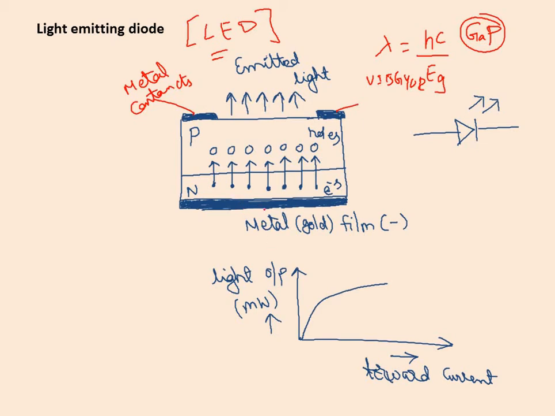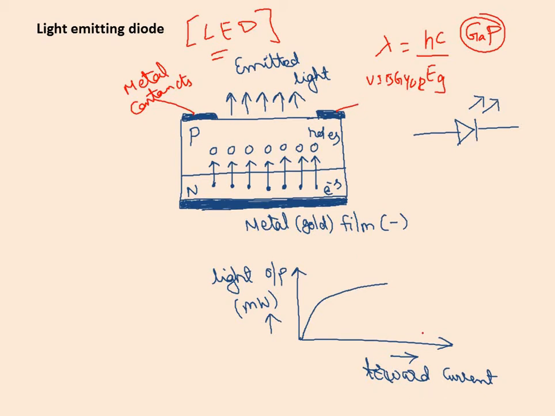You can notice here the light output along the y-axis and the forward current along the x-axis, and this is the nature of the graph. Most important, I want to repeat, the color of the light emitted by an LED always depends on the band energy gap, Eg. Choosing that, we can have the color, of course the wavelength. And the intensity of the light emitted is determined by the forward current conducted by the PN junction diode.